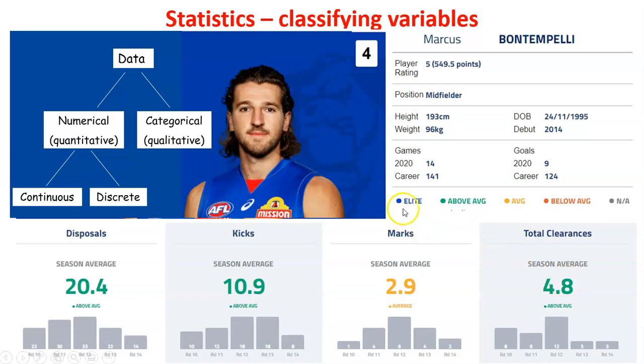So this colour coding here has split it up into categories for us, and we can look at the colours and just identify whether he's at average, above average, or below average. So there's a little bit of categorical data here, mostly numerical data.